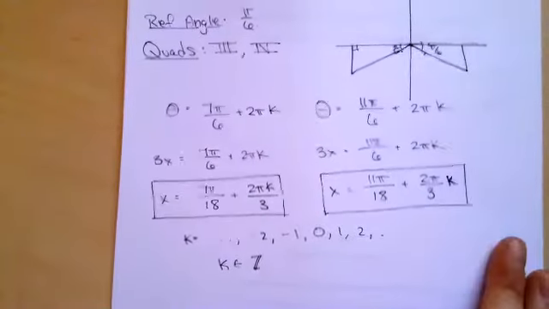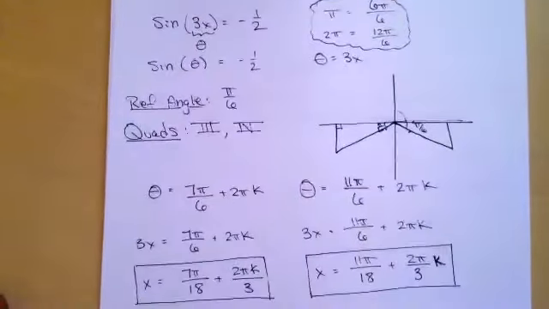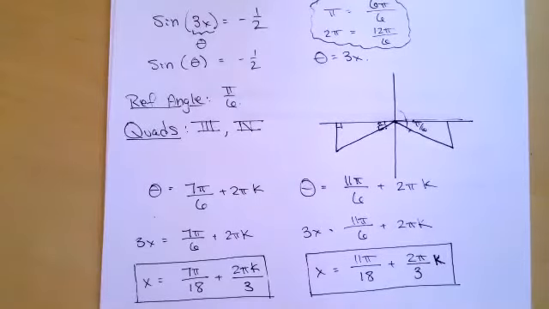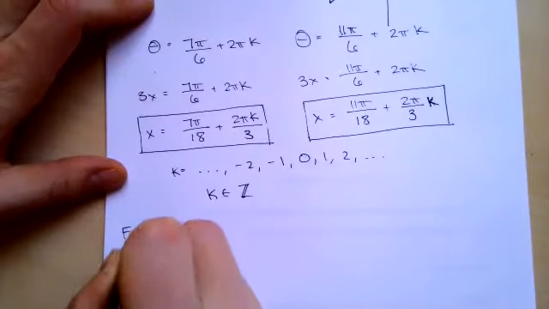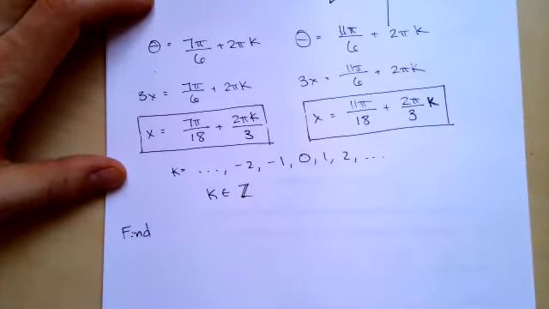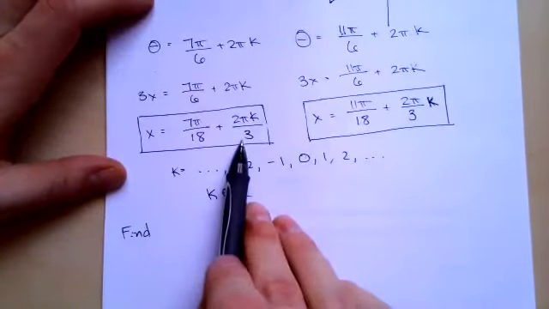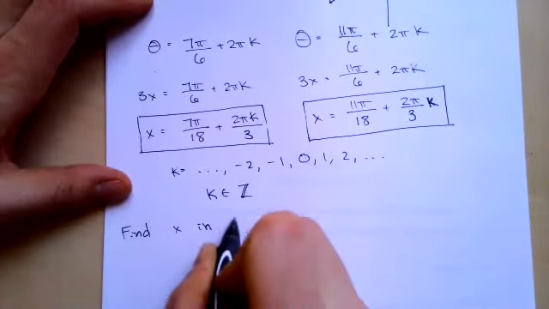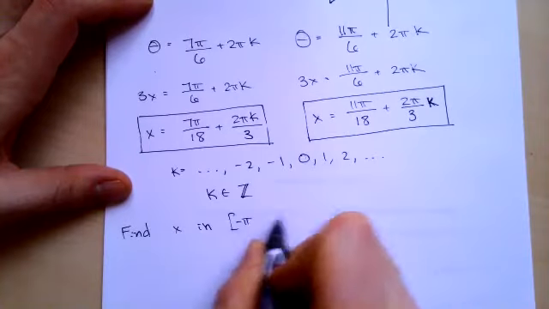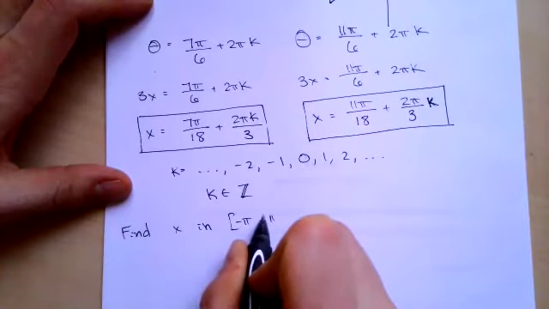So I do want to talk about, well, sometimes the problem is stated a little bit differently. Sometimes we're essentially given the same thing, but maybe it asks for a specific set of values, not just the general set of solutions. So find x in, let's say, minus pi to pi.